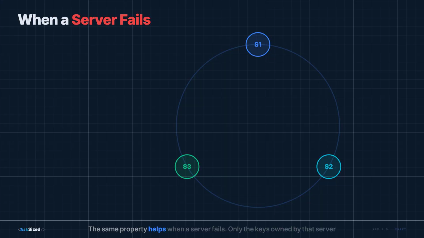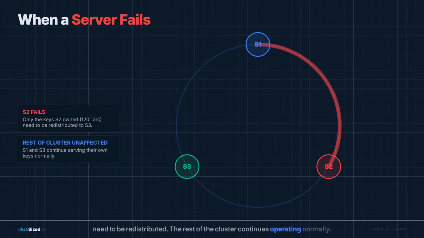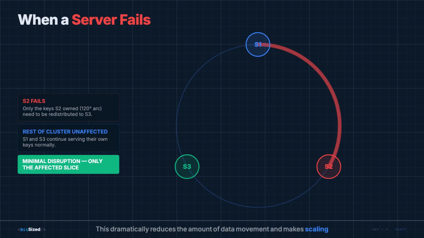The same property helps when a server fails. Only the keys owned by that server need to be redistributed. The rest of the cluster continues operating normally. This dramatically reduces the amount of data movement and makes scaling practical.